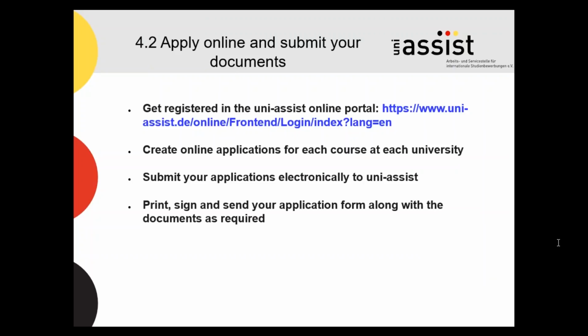When you find out that you need to apply via Uni-assist, then please apply online and submit your documents to Uni-assist. Get registered in the Uni-assist online portal and create your application online for each course at each university. Please submit your applications electronically before printing, signing and sending them to Uni-assist along with the documents as required.